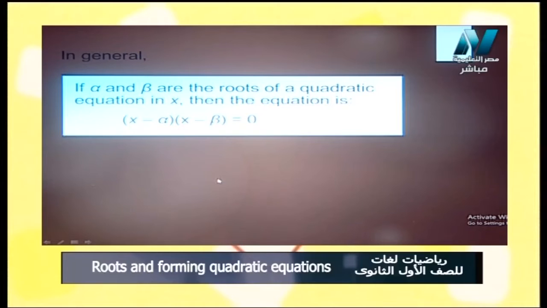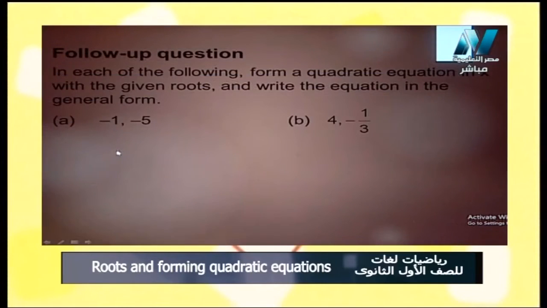If alpha and beta are the two roots of the quadratic equation in x, then the equation will be, in general, x minus alpha multiplied by x minus beta equals 0. Let's move to the next slide.